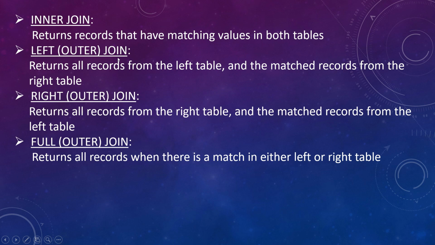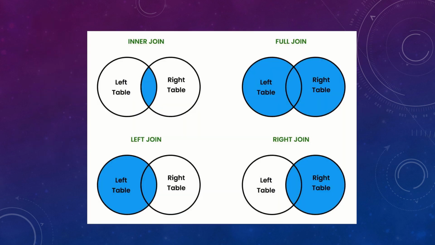In left outer join, or simply left join, it returns all the records from the left table and the matched records from the right table. Right outer join, or simply right join, returns all records from the right table and the matched records from the left table. Full outer join, or simply full join, returns all records when there is a match in either the left or right table. All these definitions will be more clear in the next slide, where we will discuss Venn diagrams. And moreover, once we discuss all the joins in query form, that will provide even more clarity to you.